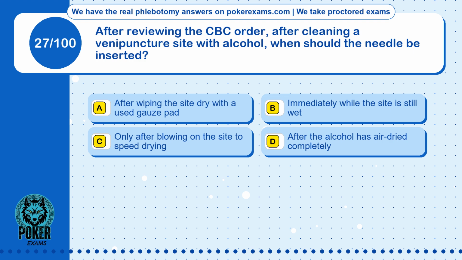Question 27. After reviewing the CBC order, after cleaning a venipuncture site with alcohol, when should the needle be inserted? Option A: after wiping the site dry with a used gauze pad. Option B: immediately while the site is still wet. Option C: only after blowing on the site to speed drying. Option D: after the alcohol has air dried completely.